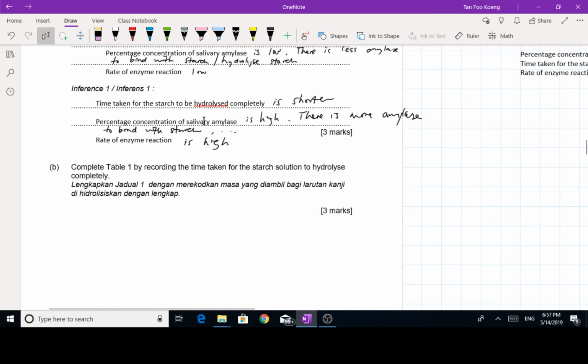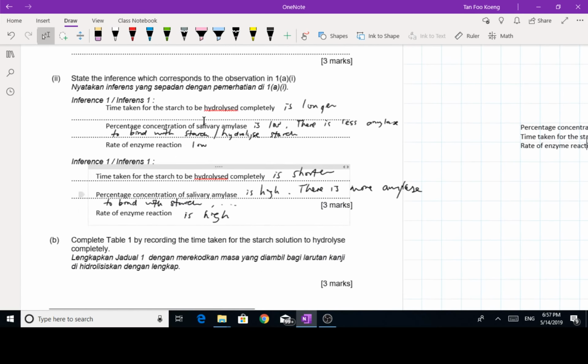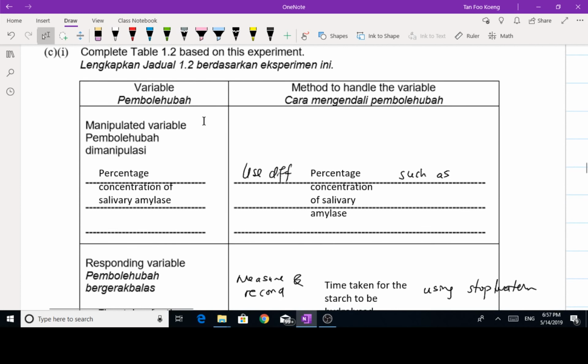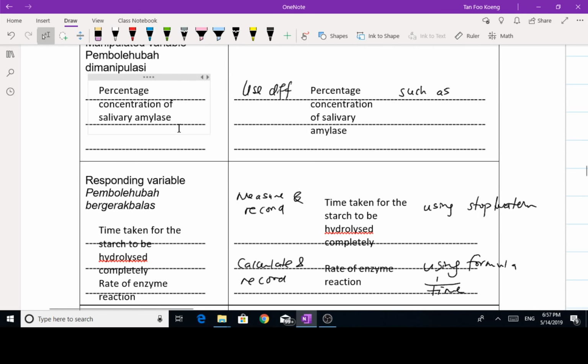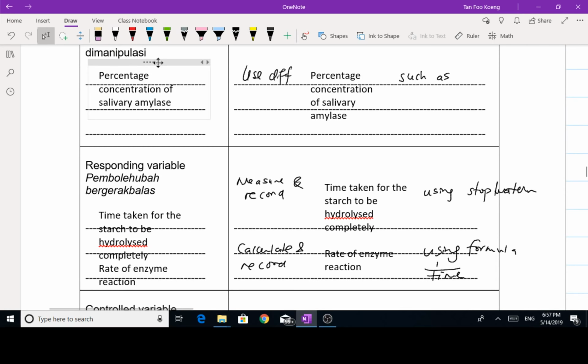Now next one is B, complete the table 1.1. So we have completed it just now. So it's 19, 11, and 6. And C1, complete the table 1.2 based on this experiment. So we have MV, RV, and CV. Now MV, I got it from E1. ORV also from E1. RV, the rate of enzyme reaction, also from E1.